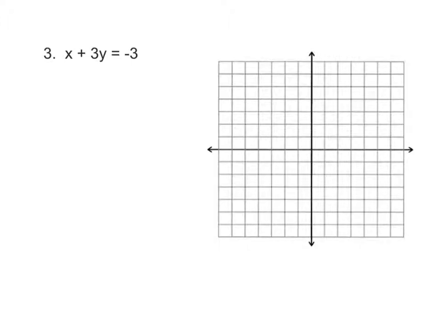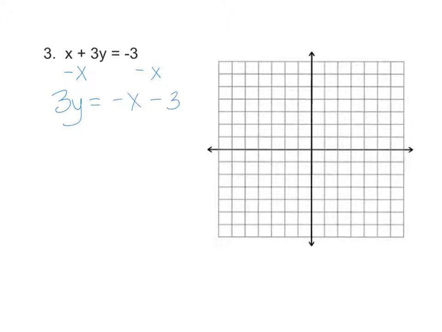x plus 3y equals negative 3. We need to do the same thing. Get the y by itself. Isolating the y puts it in slope-intercept form. So I need to get that x out of there, and I'll do it by subtracting. Subtract x from both sides. I end up with 3y equals negative x minus 3.